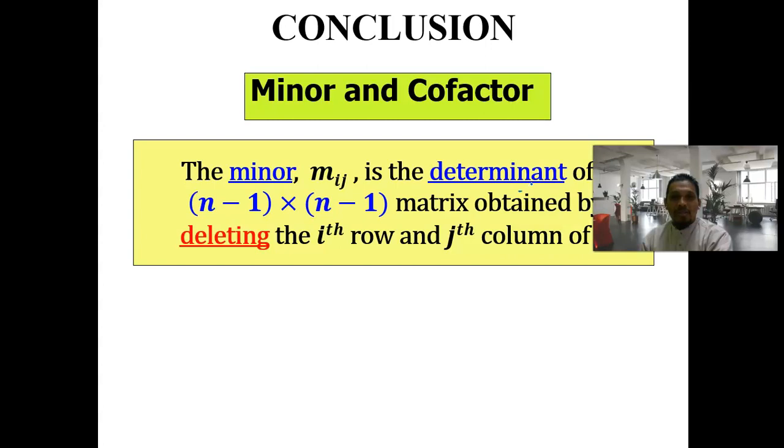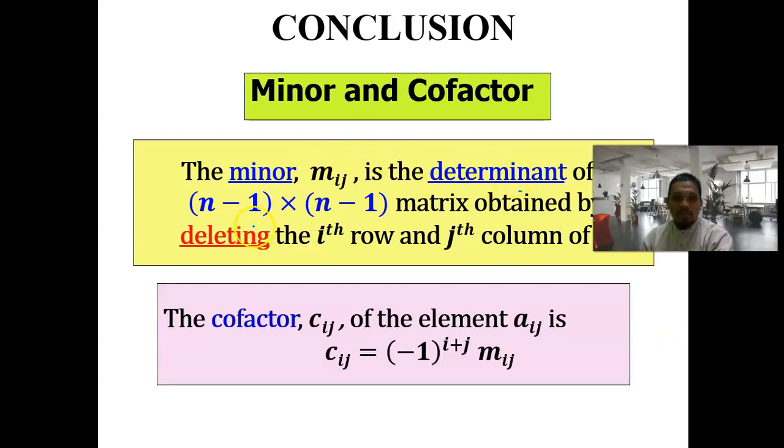Okay, so the conclusion here: to find the minor, we are going to hide or delete the ith row and jth column of A according to the order that has been given. And the cofactor is negative 1 to the power of i plus j multiplied with the minor of ij.